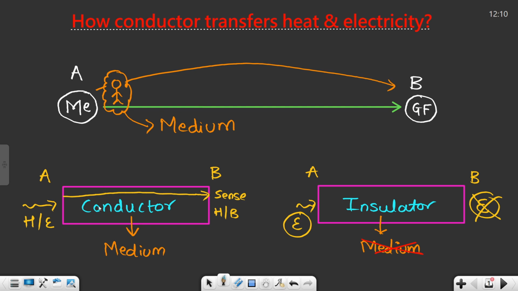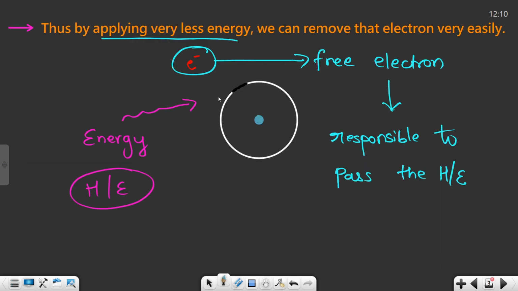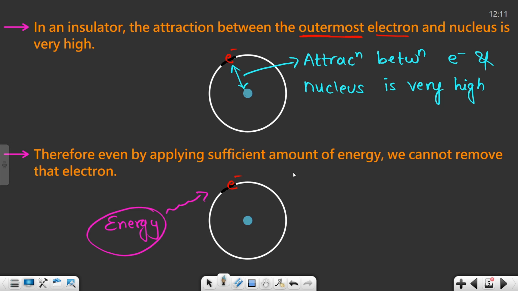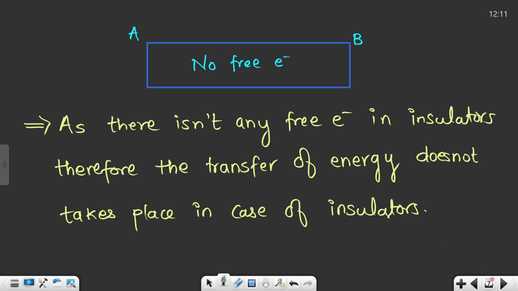Similarly, in case of a conductor, the medium was nothing but electrons. By supplying certain energy, this electron was set free, and it was responsible for moving from point A to point B, and this is how the energy is transferred. Whereas in case of an insulator, the attraction between the nucleus and the outermost electron was quite high. So even by supplying a high amount of energy, we were unable to move these electrons out of the outermost shell. Therefore, there wasn't any free electron generated in case of insulators.